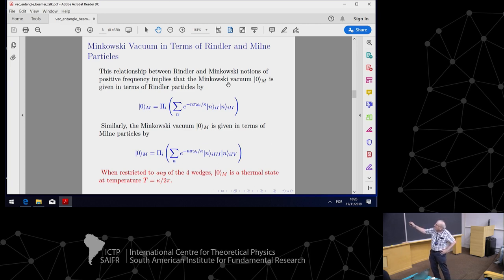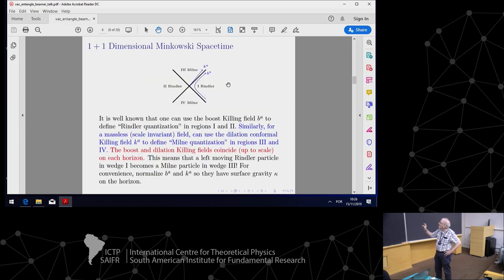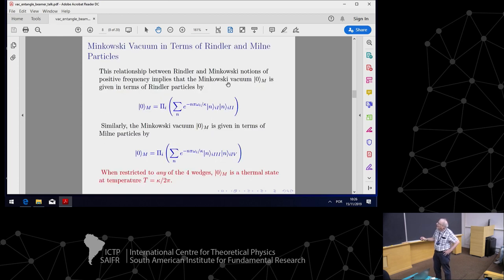In exactly the same way, if I do this with the Milne quantization, I'll get an entangled state of Milne particles in the future cone with Milne particles in the past cone. The formulas are identical because the modes are actually identical, as I've already explained. And the Minkowski vacuum is a thermal state of Milne particles in the future cone, as well as a thermal state of Milne particles in the past cone, at a temperature kappa over 2 pi as well.